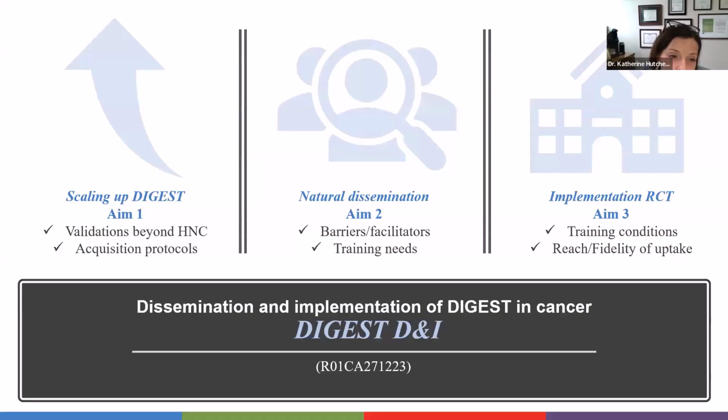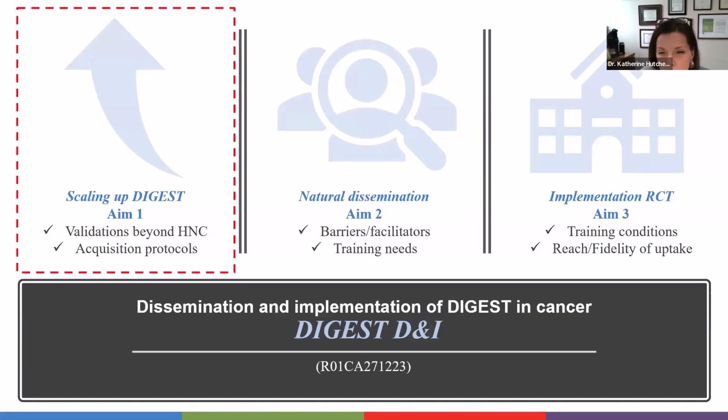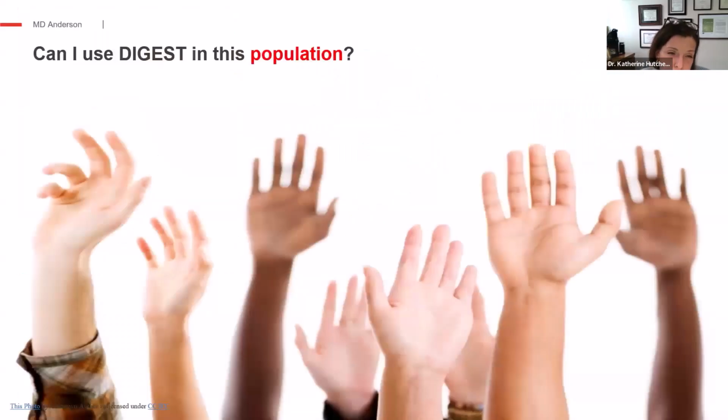So in the last few years, we've had the good fortune to be funded by the National Cancer Institute to conduct studies helping us to facilitate broader clinical implementation of Digest in cancer care. One of the first goals of these studies was to scale up the tool, which is to try to address gaps in the evidence that prevent clinicians from feeling confident in using the tool in their own practice environment. And so there were two primary questions that we tried to address in this work.